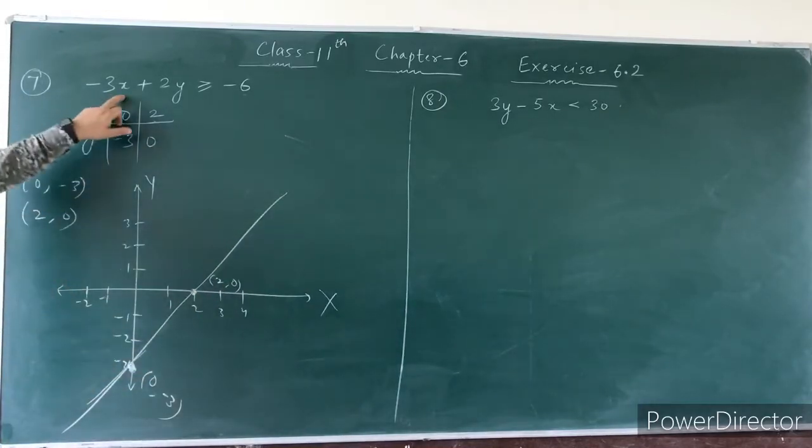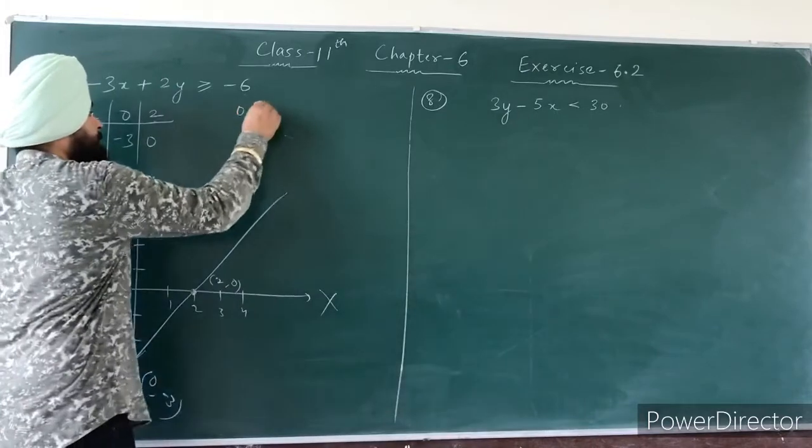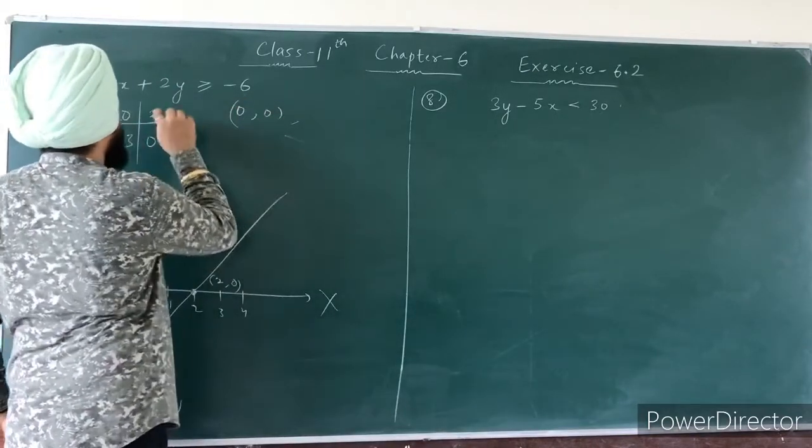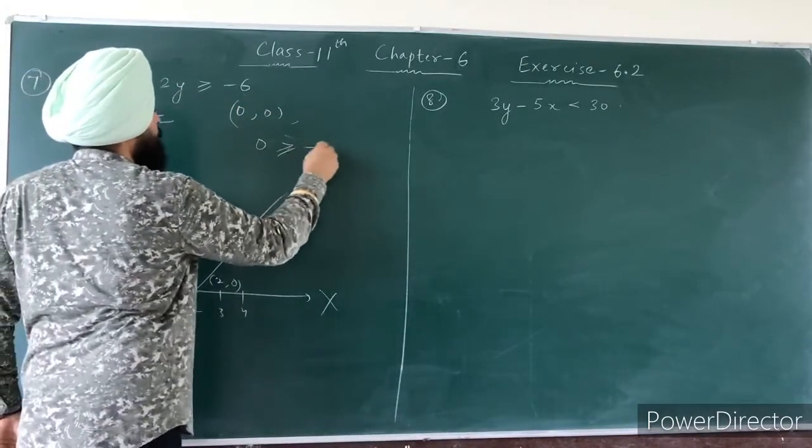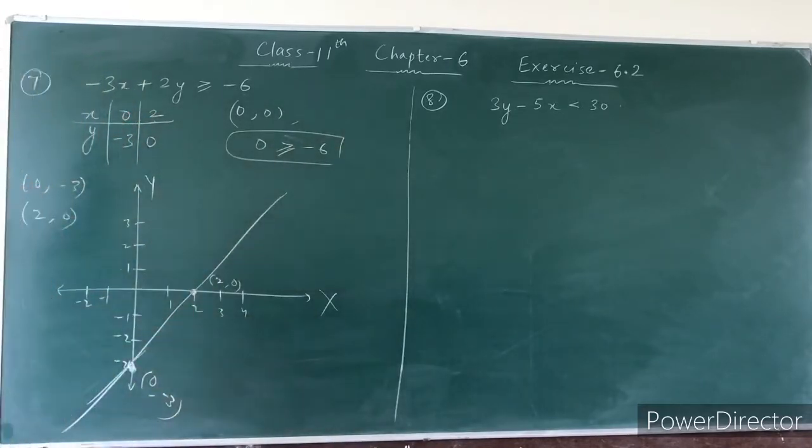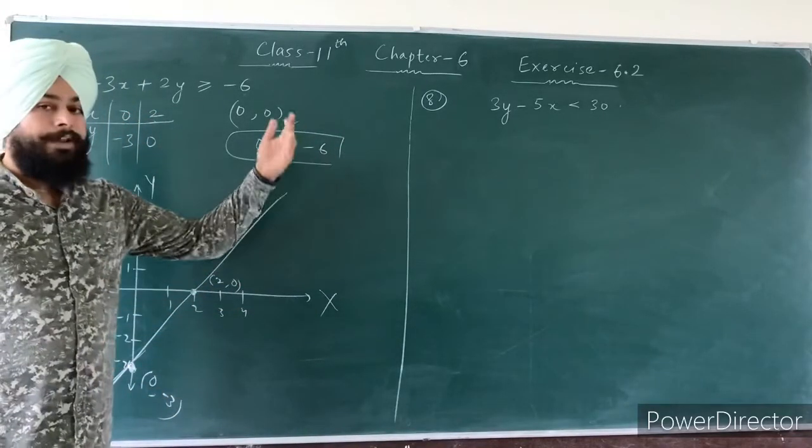Alright, now you can put the value of x and y both 0. When x and y are 0, then what? 0 is greater than or equal to minus 6. So is it true or false? It is true, because minus 6 lies on the left of the 0.